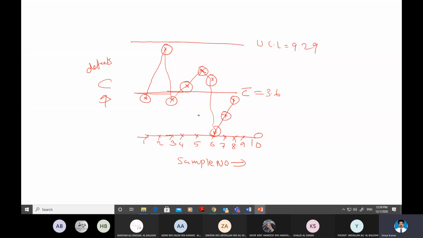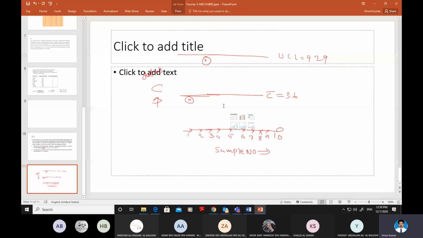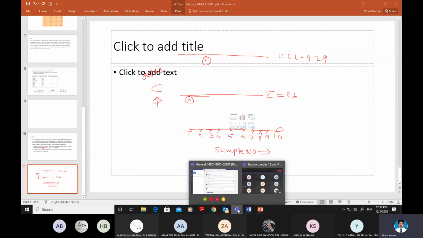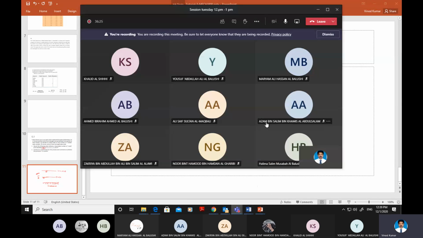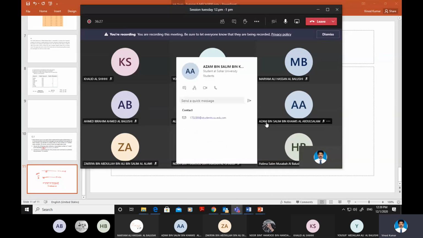All values are within the upper and lower control limits. Hence the process is under control. That is our final observation. Is that clear? So if all are within the limits, then the process is under control. C chart is a very simple chart. It's not that difficult.